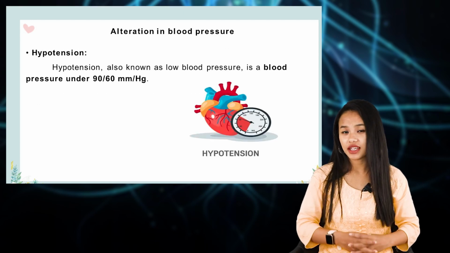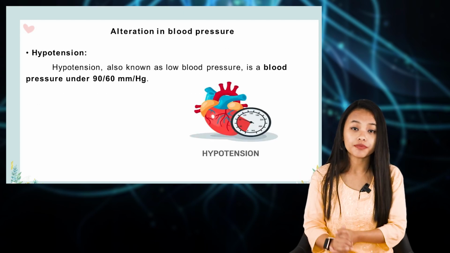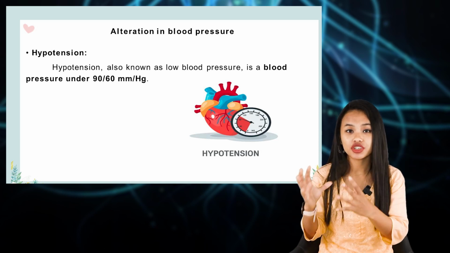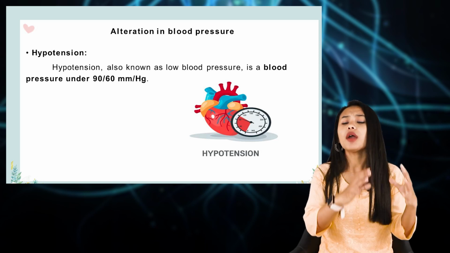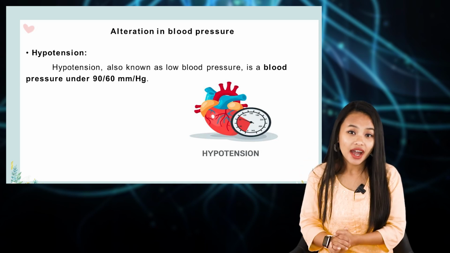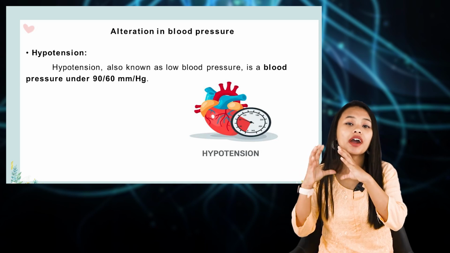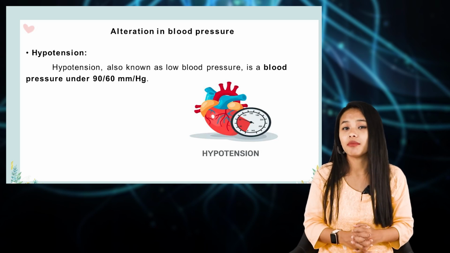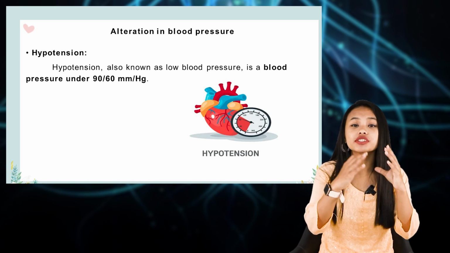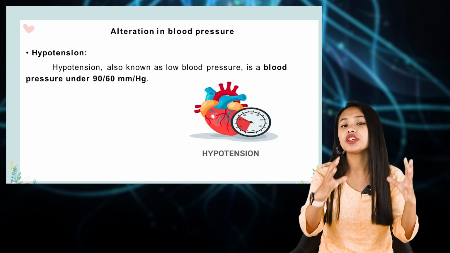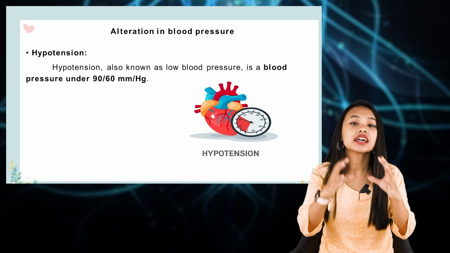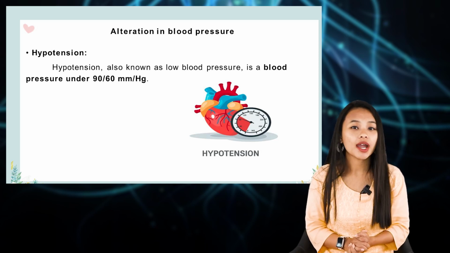So moving on to the next, that is alteration in the blood pressure. Under this, the first one we will be discussing is hypotension. So what do you mean by hypotension? Hypotension is also known as low blood pressure. As I have said, the normal blood pressure of an individual is 120 by 80 mmHg. So if you find that a client has a blood pressure lower than the normal value, especially if it is under 90 by 60 mmHg, then this client can be termed to be having hypotension.